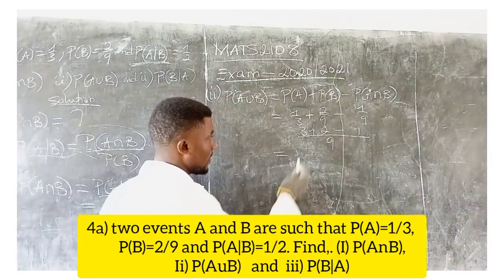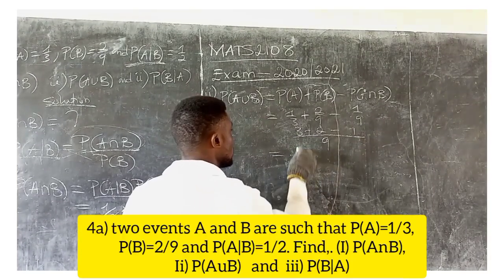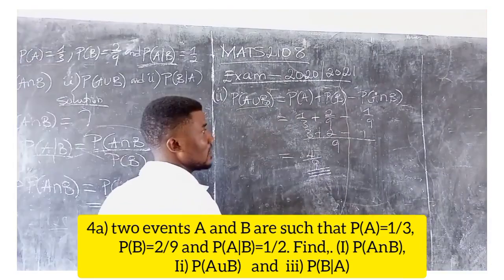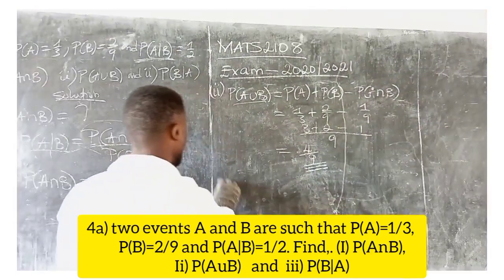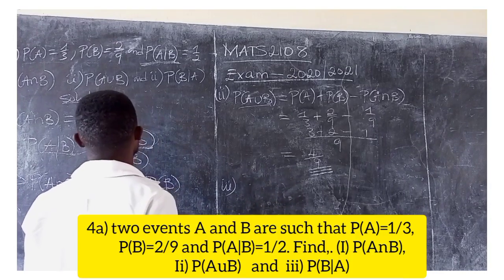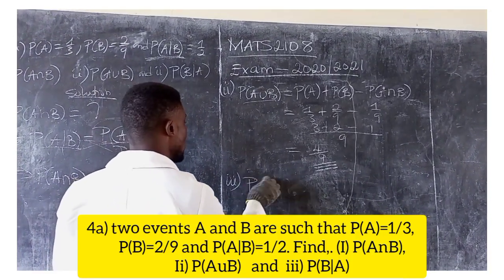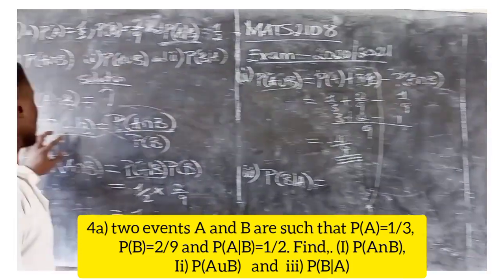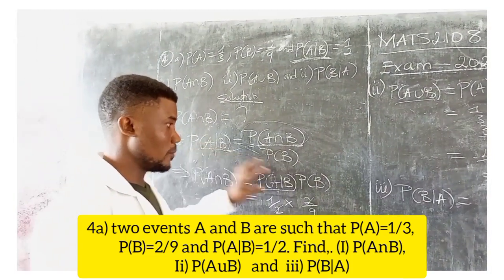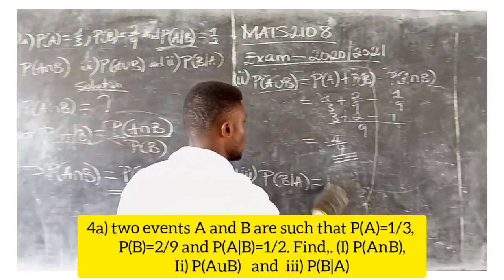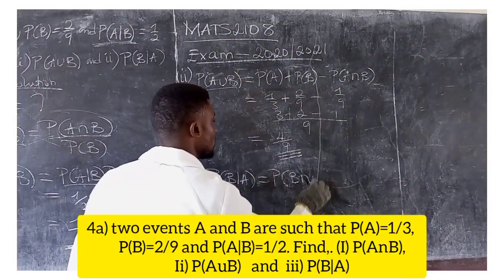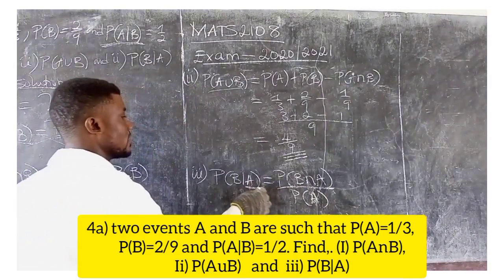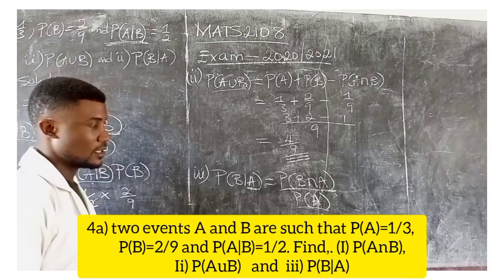We simplify: this plus this is 5, minus this gives us 4 on 9. So the probability of A intersection B is 4 on 9. The next part, Roman 3, says that we define the probability of B given A. Just as we defined the previous one, we define this one the same way. That is, the probability of B intersection A divided by the probability of A. This is the condition.